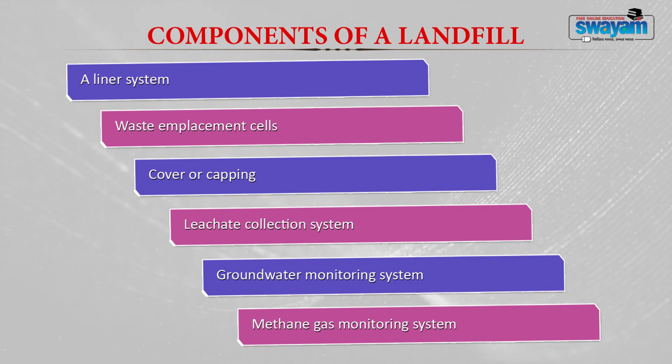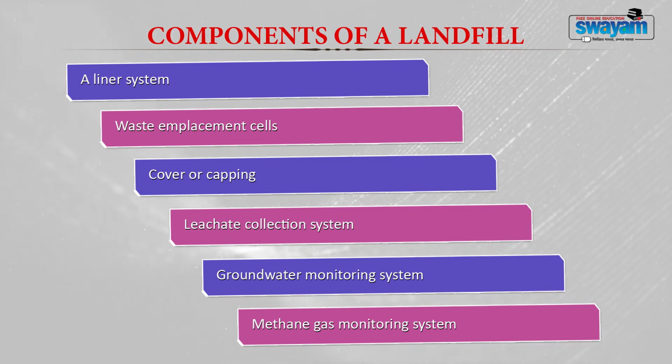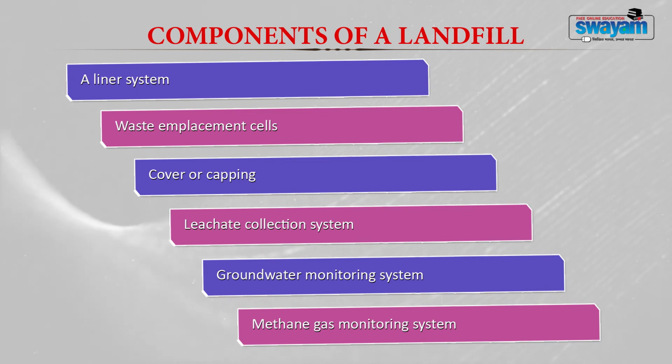Waste emplacement is a way by which the waste is loaded in a systematic manner, and cover or capping is a final layer on top to avoid the entry of rainwater into the waste material and also to avoid certain burrowing animals from digging into the waste material.